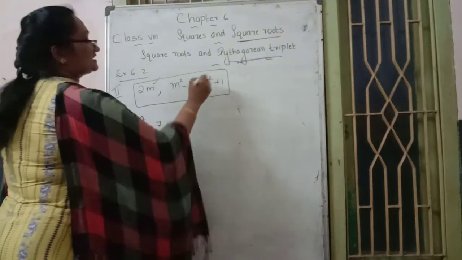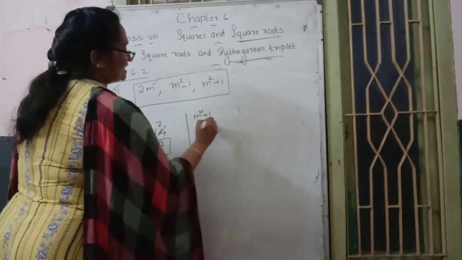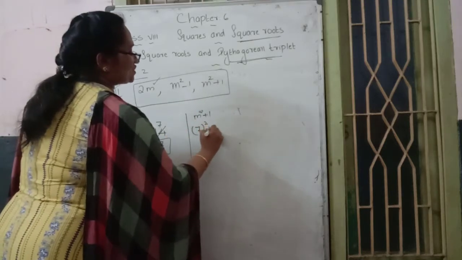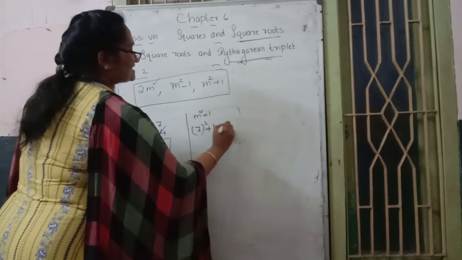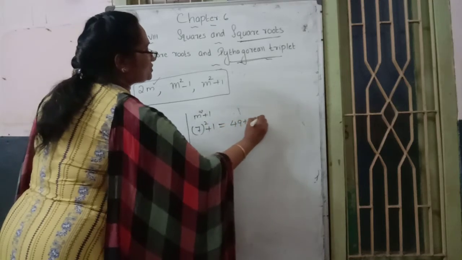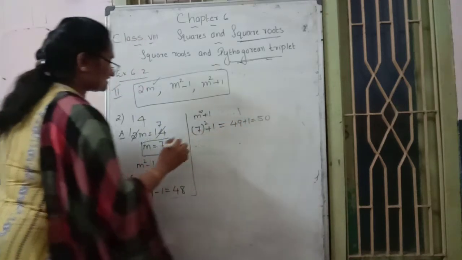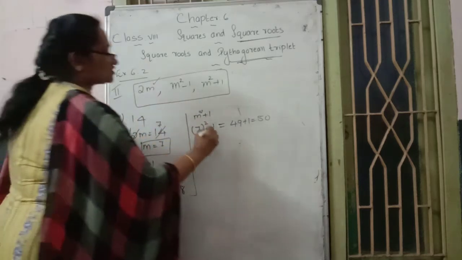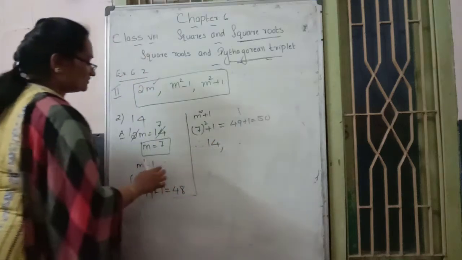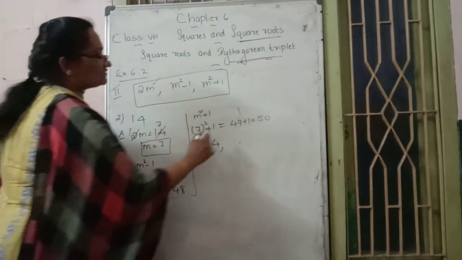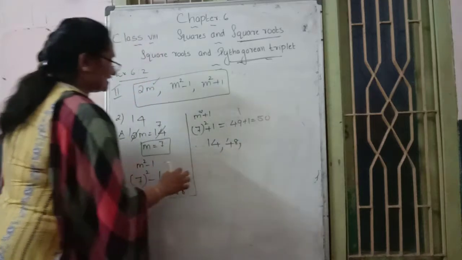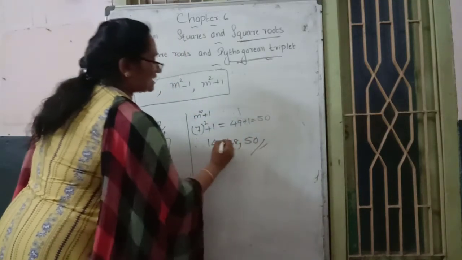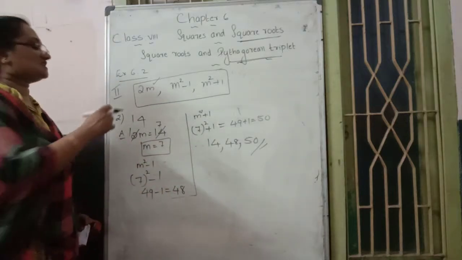Then the third number is m square plus 1, meaning m is 7 substituted, so 7 square plus 1. 7 square is 49, plus 1 comes to 50. Therefore, which are the three numbers? The first number is our given number: 2m is equal to 14, so the first number is 14. The second number is m square minus 1, that is 48. The third number is m square plus 1, that is 50. These are the Pythagorean triplet of 14.